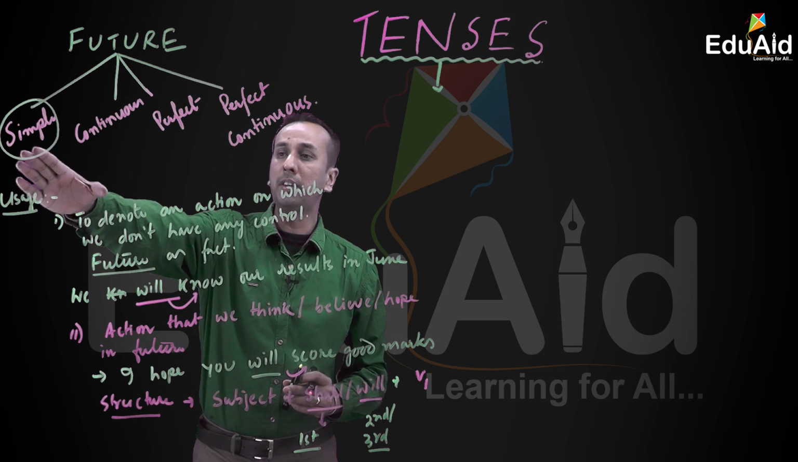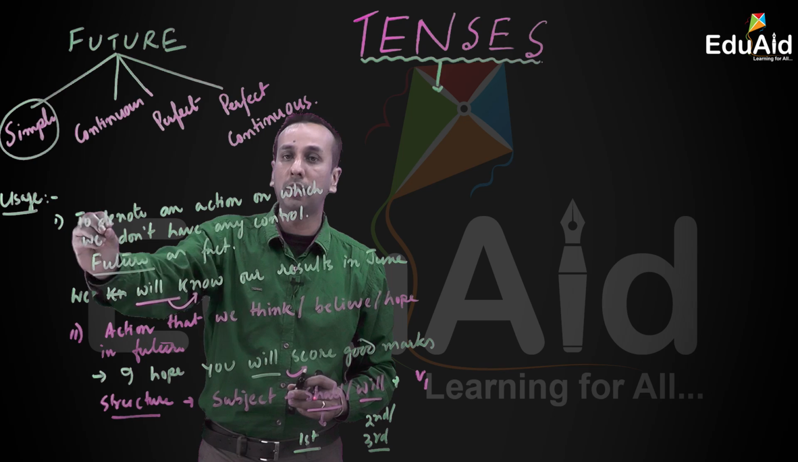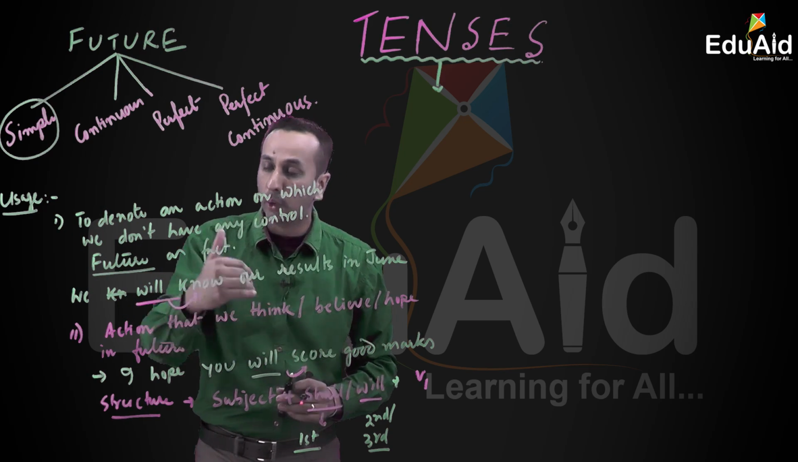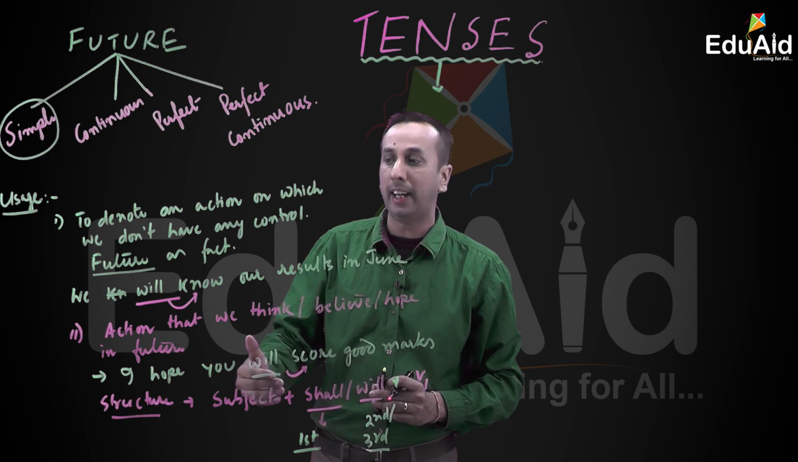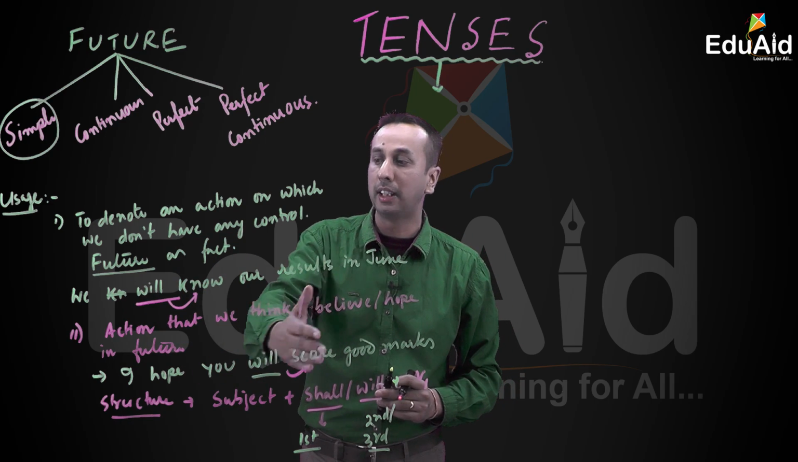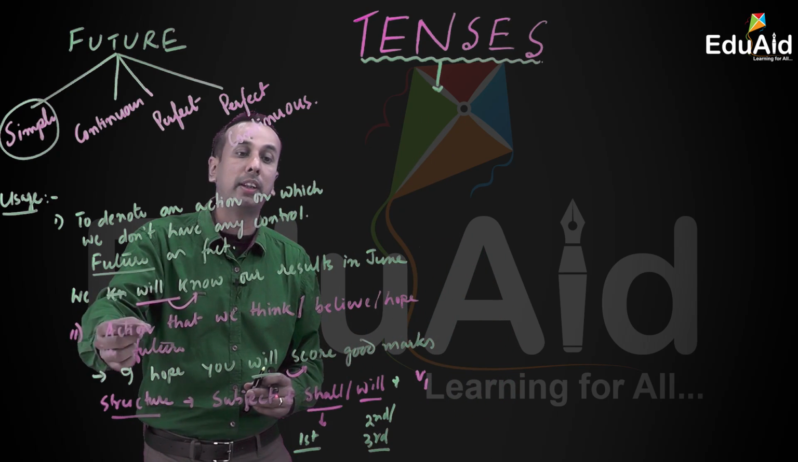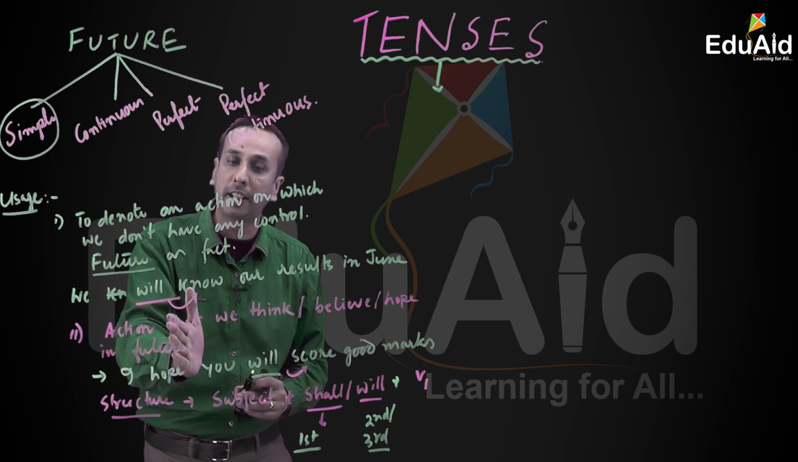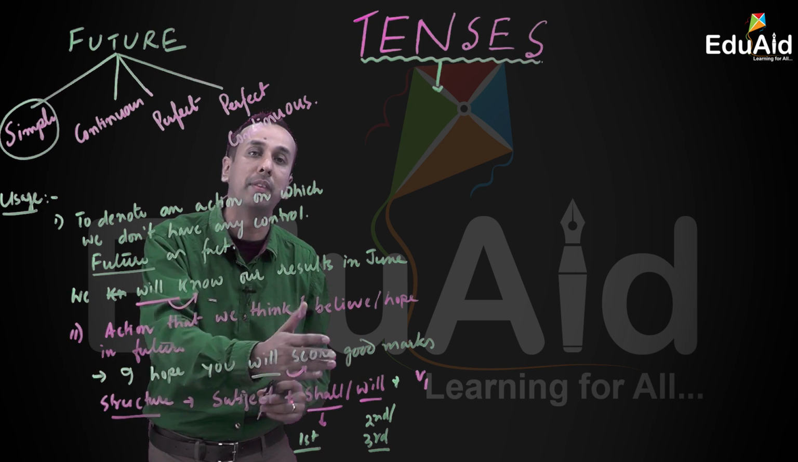So simple future tense is used to denote an action on which we do not have any control, where we consider the future as fact, we will know our exam results, and actions that we think, believe, hope will happen in future.